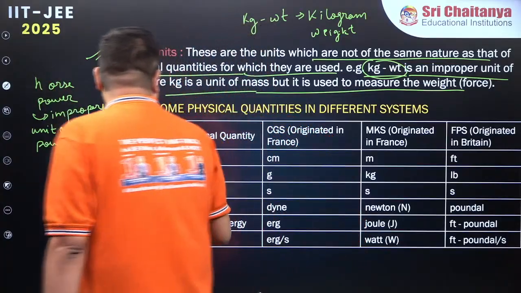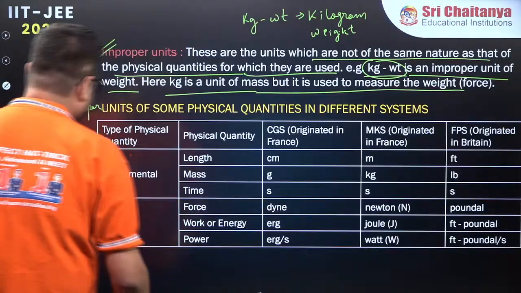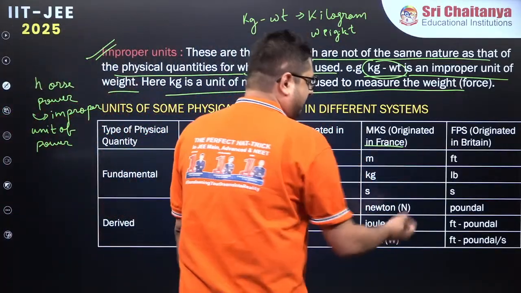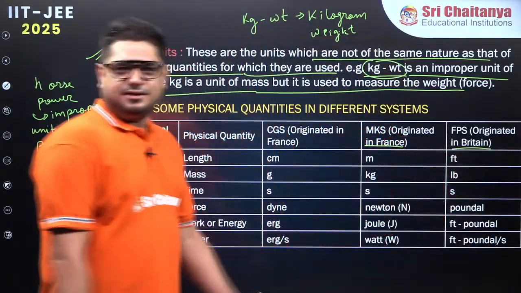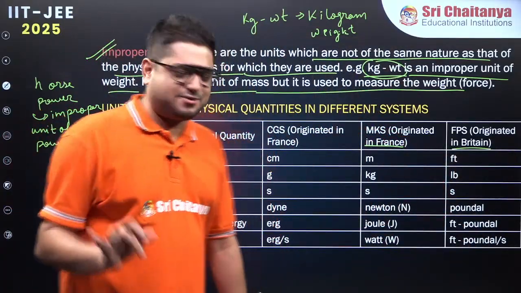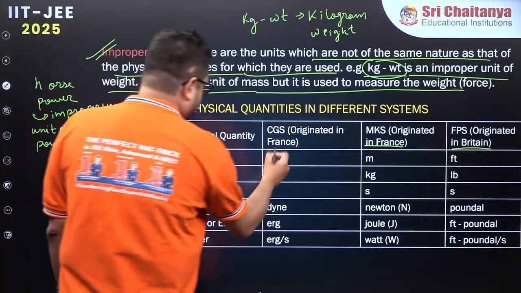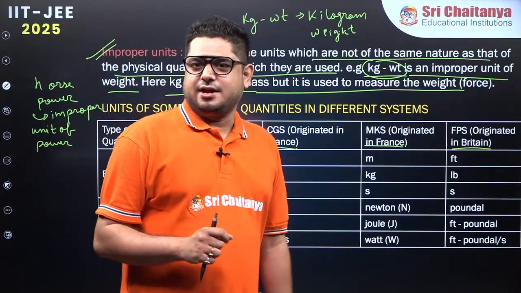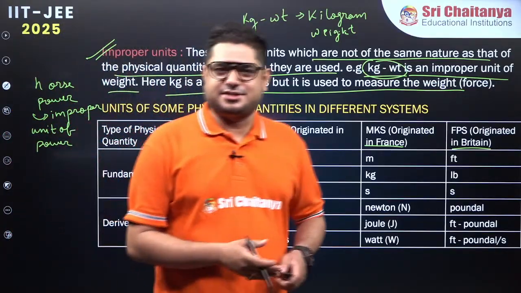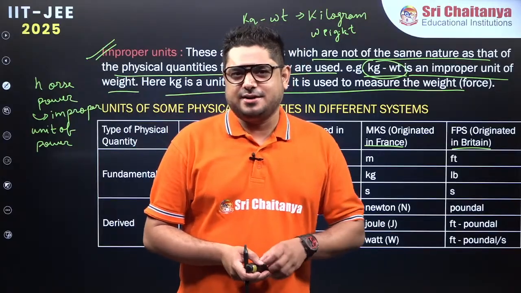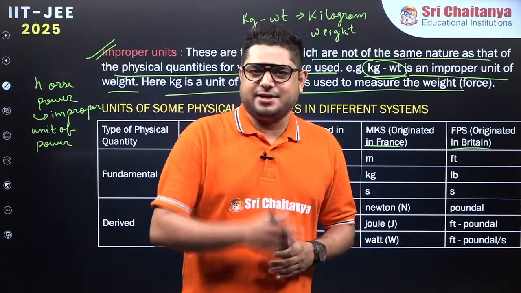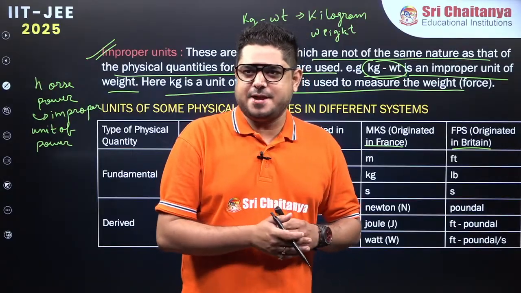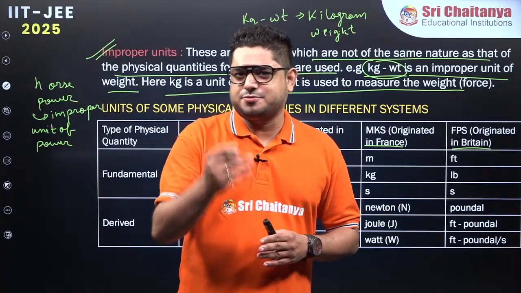So now you can see the units of some physical quantities in different systems. In different countries, MKS is used in France, FPS is used in Britain, Great Britain, that's England at the end of the day, everyone knows that. And CGS once again is used in France itself. But SI we are going to be using in India. Unless you appear for Olympiad examinations, especially the International Physics Olympiad, where CGS, FPS, MKS will be asked, but it will be very rare to observe.